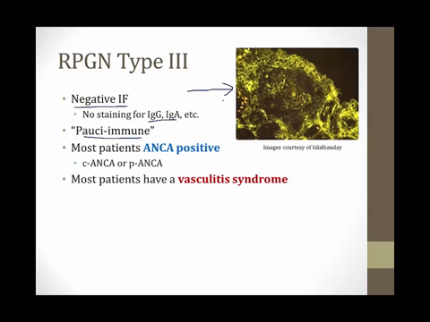Most patients who have this type of RPGN are ANCA positive, meaning they have either the C-ANCA or the P-ANCA antibodies. I talk about these antibodies in detail in the video on vasculitis. They are commonly seen in many vasculitis syndromes, and in fact, most patients who have RPGN type 3 also have some other vasculitis syndrome.